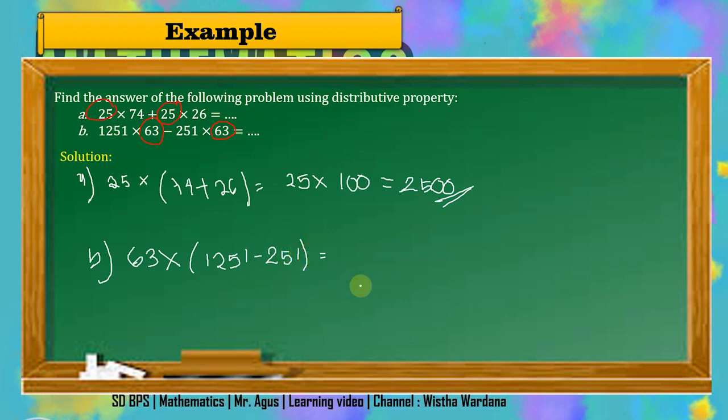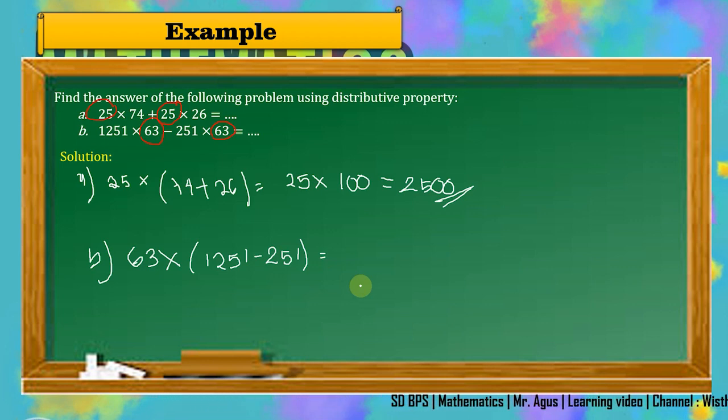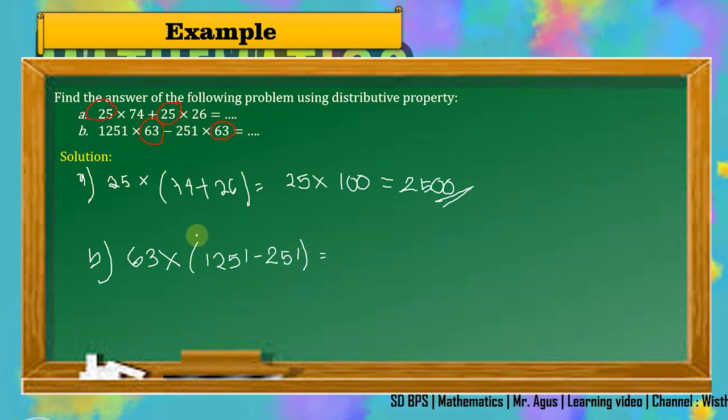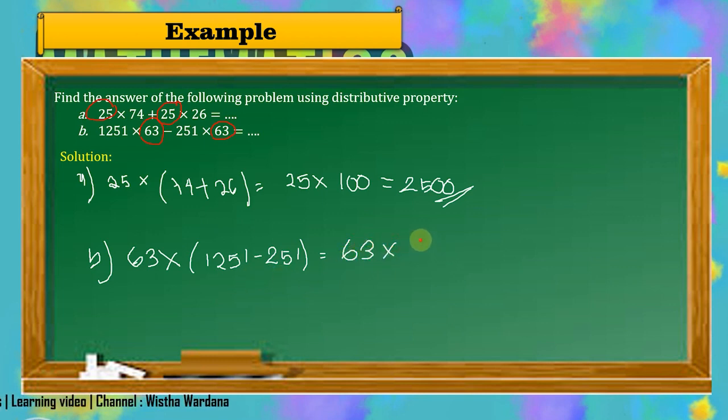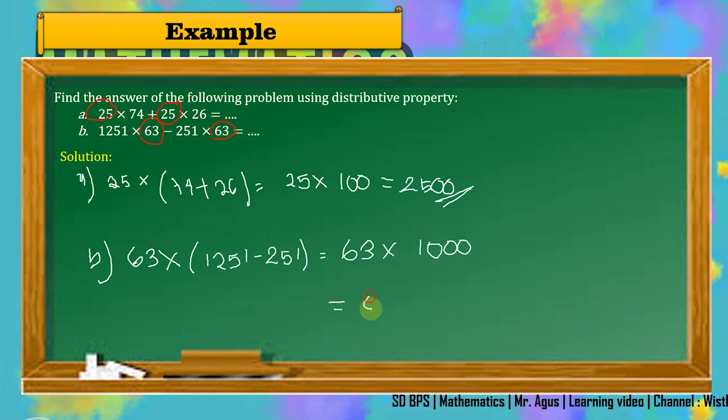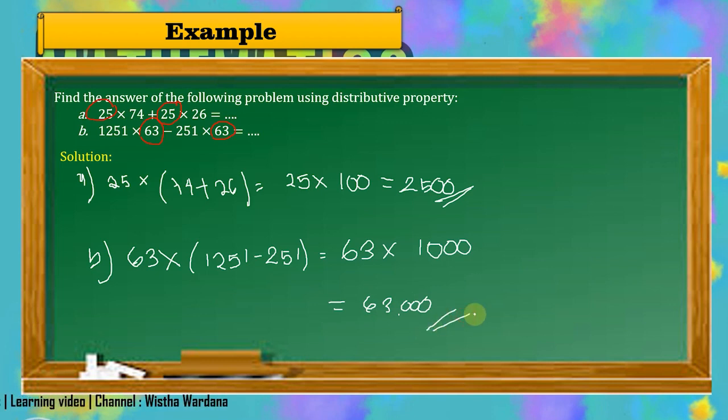Okay, after you get a question like this, actually this is about simplification, and you answer it like a simplification question. So you have to start with the problem in the bracket, and then you have 63 multiplied by 1000, and then the answer is 63,000. So what do you think? Is that easy?